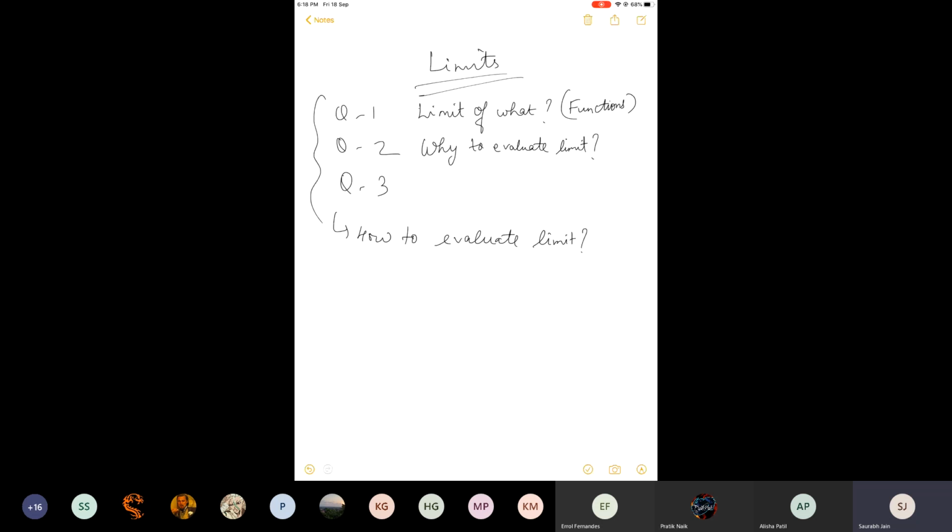Second question is why we have to evaluate limit, why we are studying this chapter. So see, there are some important words that I'll be using frequently in this chapter, words like approaching, words like tending. Okay, so keep those things in mind. Why to evaluate limit? We evaluate limit to study the nature of the functions. Listen to this very carefully. We evaluate limits to study the nature of functions which are approaching indeterminate forms.